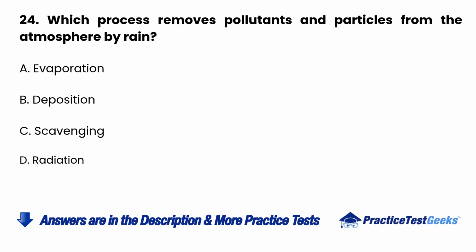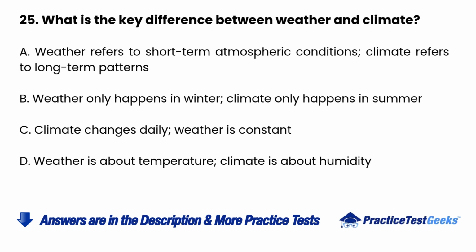24. Which process removes pollutants and particles from the atmosphere by rain? A. Evaporation. B. Deposition. C. Scavenging. D. Radiation. 25. What is the key difference between weather and climate?